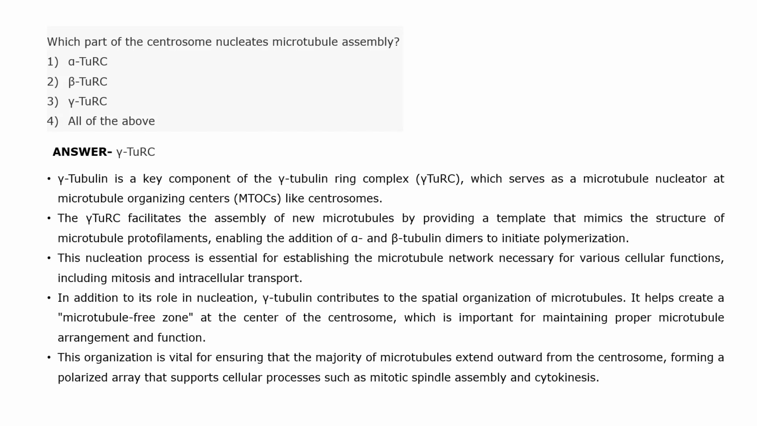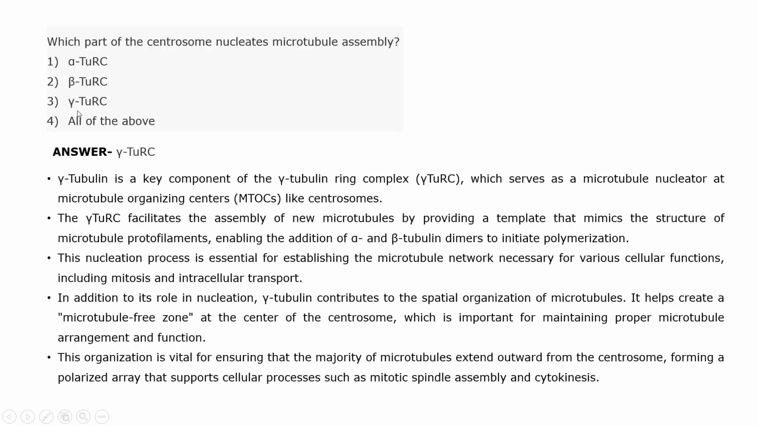So gamma tubulin is actually a component of this gamma tubulin ring complex, that is gamma TURC, which serves as a microtubule nucleator at the microtubule organizing center, that is MTOC, like the centrosome. Centrosomes actually consist of the centrioles. Centrioles consist of these tubulin networks, right? So this gamma TURC facilitates the assembly of microtubule by providing a template that mimics the structure of microtubule protofilaments, enabling the addition of alpha and beta tubulin dimers to initiate polymerization.